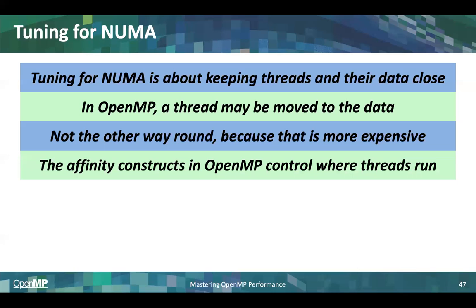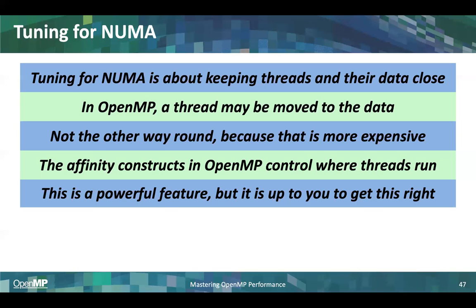OpenMP has what we call the affinity constructs, and they allow us to control where threads run. I can't stress that enough. You ought to know where your data is, and I'll get back to that in a minute. But you know where the data is, and then you're going to make sure that the threads that need that data are close to it.